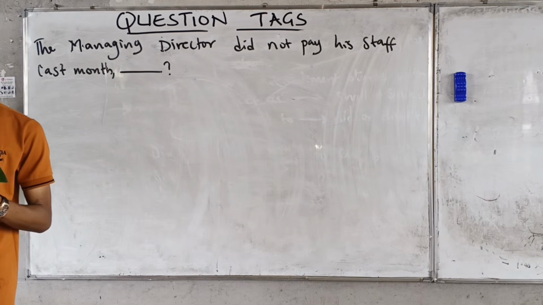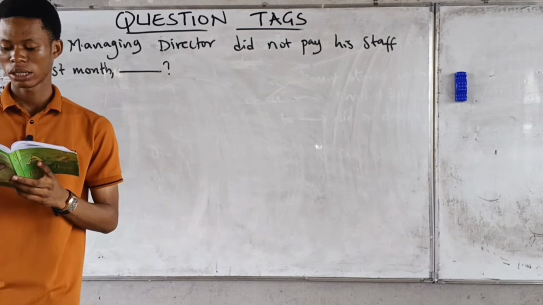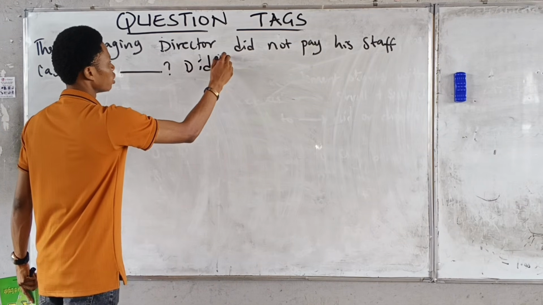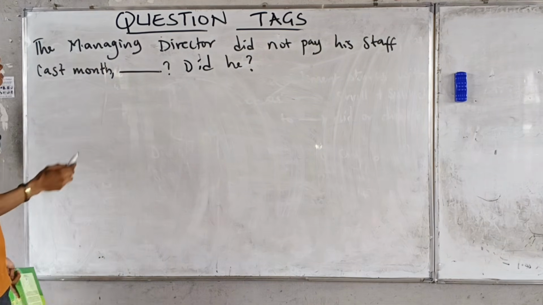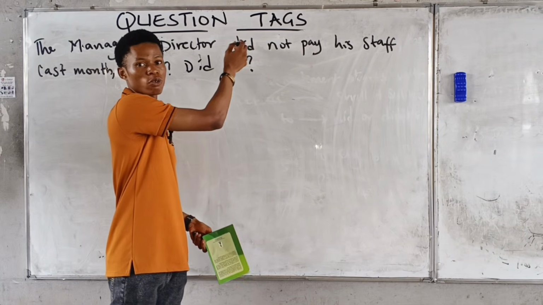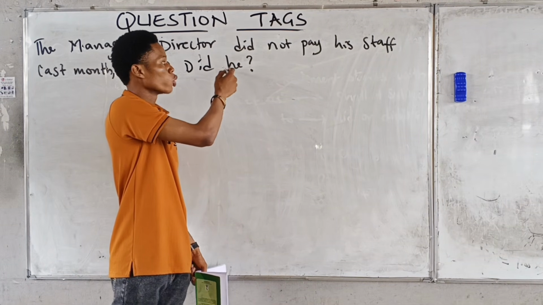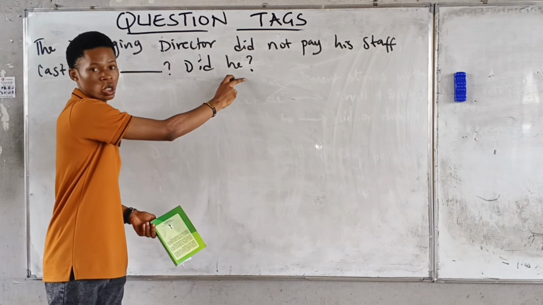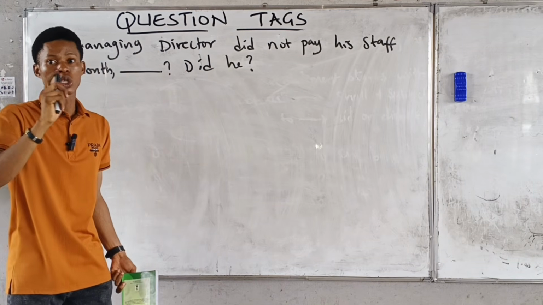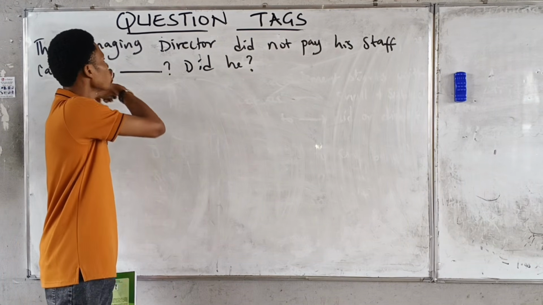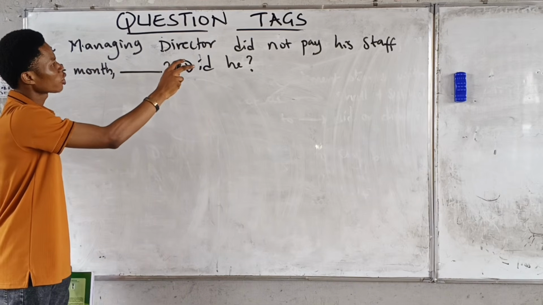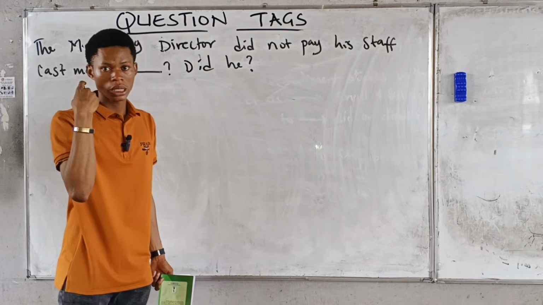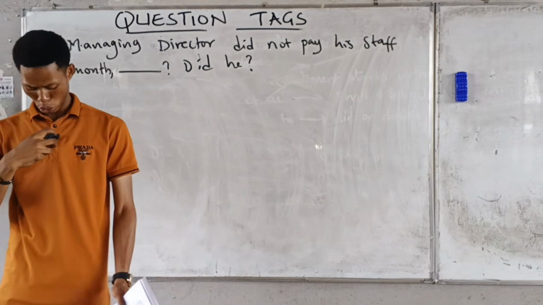What will be the question tag? Did he, right? Did he? Now, the managing director did not. This is a negative statement, right? So a negative statement will go with what? A positive question tag. To know if you are correct, start with your tag to form the question. That is the simplest way to know if you are correct. Start with the question tag to write the statement. The managing director did not pay his staff last month. Did he pay his staff last month? Do you get? So with that, you get the idea if you're correct or you're wrong.